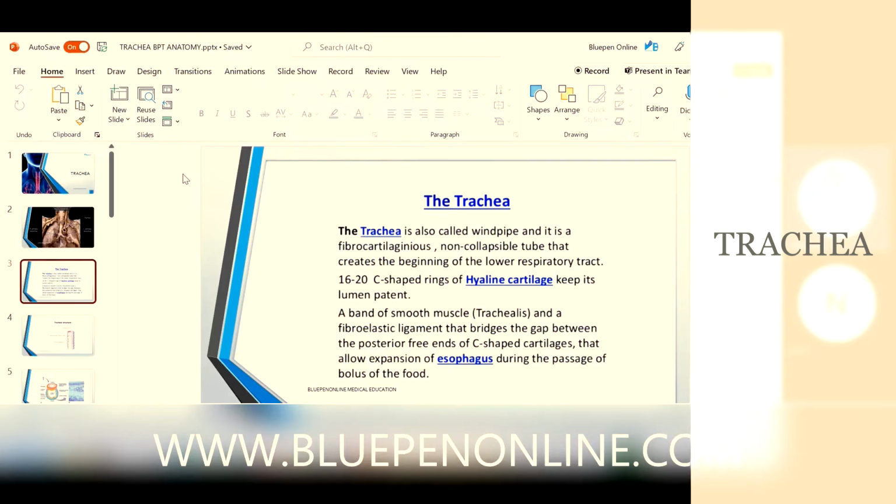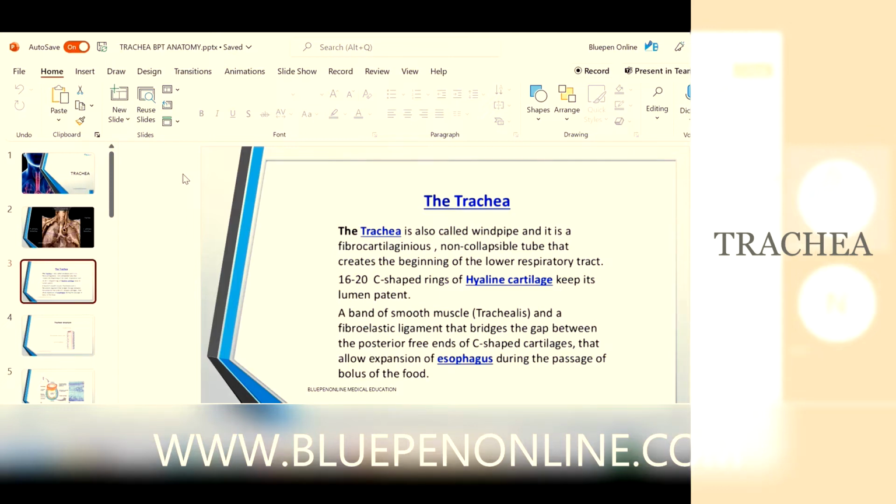Actually, the respiratory tract can be divided into two, the upper respiratory tract and the lower respiratory tract. So this creates the starting of the lower respiratory tract. The upper respiratory tract starts from the nasal cavity. And the trachea is made up of cartilage. If you feel in the cadaver itself, you will get to know which is esophagus and which is trachea. How do you easily identify the trachea?